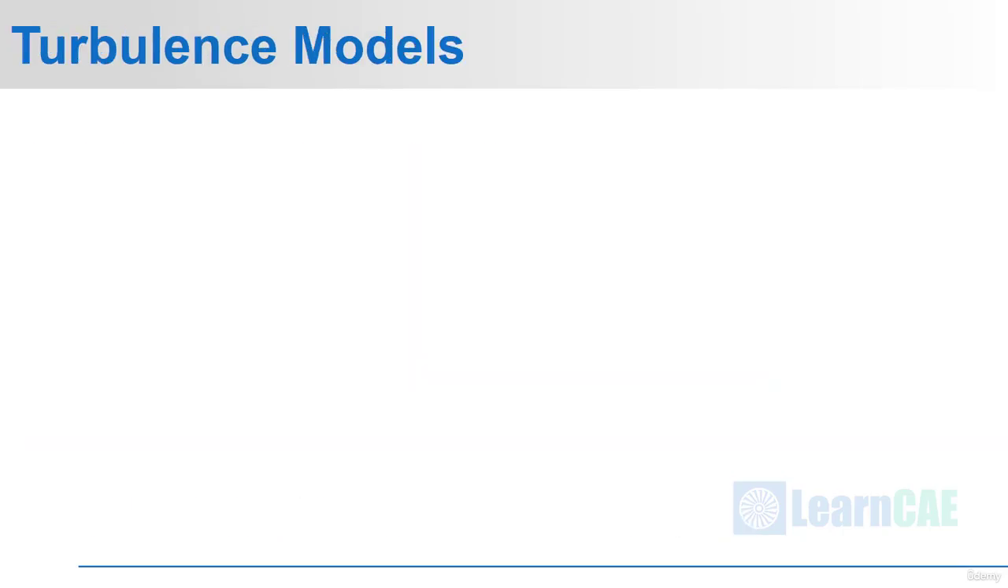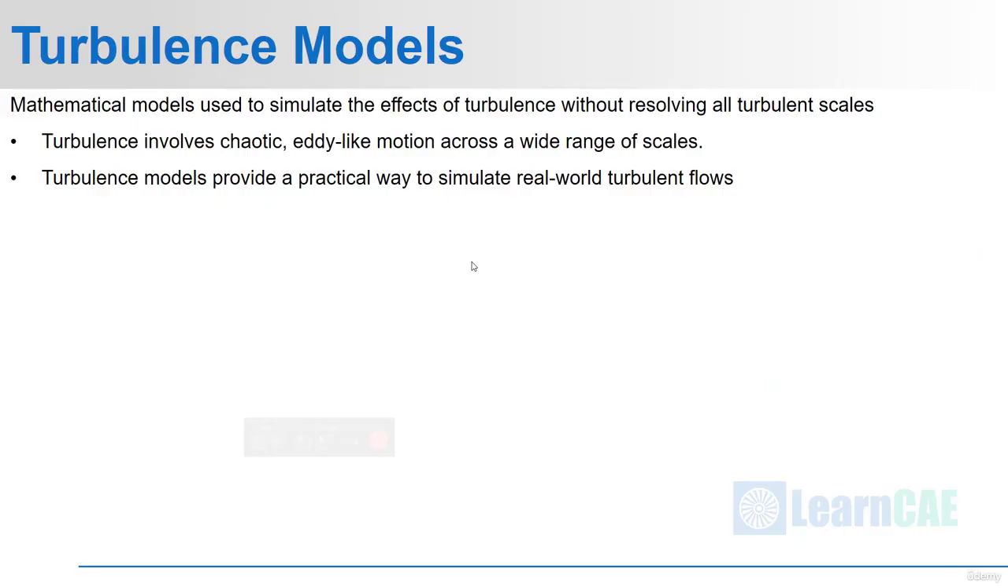Next we shall see turbulence models. Turbulence models are the mathematical models which are used to simulate the effects of turbulence without resolving all the turbulence scales. Here the turbulence involves chaotic eddy-like motion across a wide range of scales. This cannot be directly solved using CFD, so we are using mathematical models. And the turbulence models provide a practical way to simulate real world turbulent flows. Okay. Next we shall see some common turbulence models available.